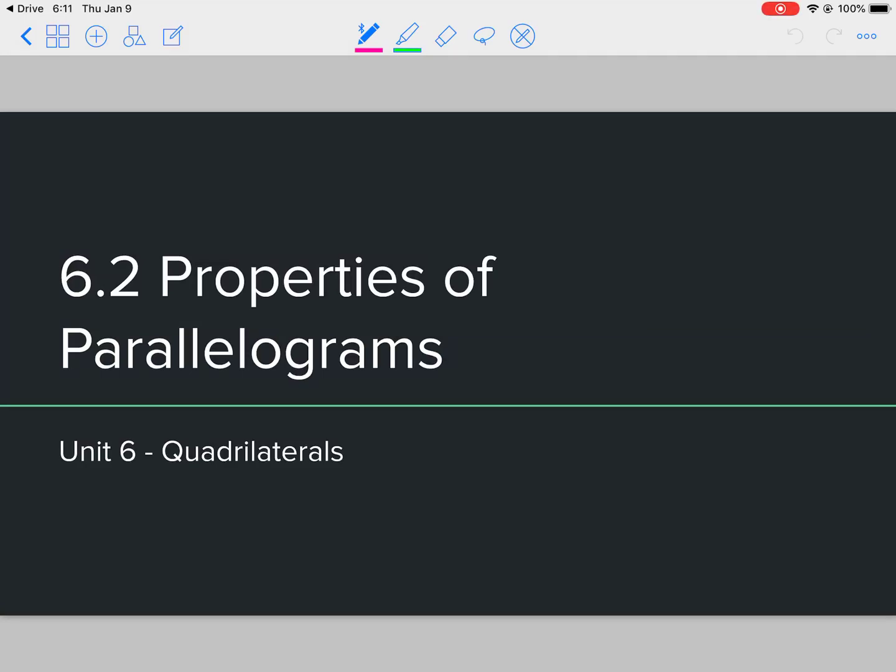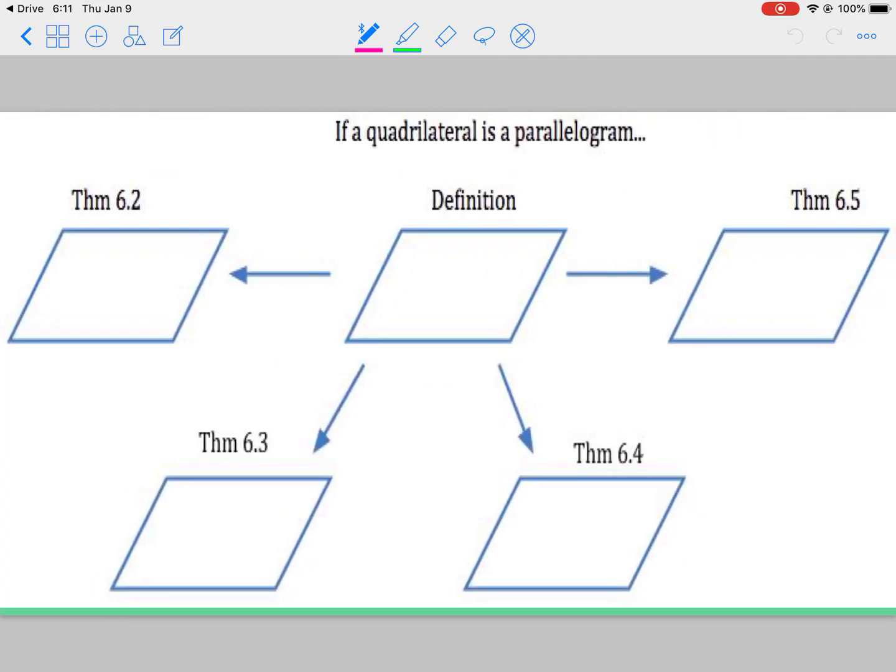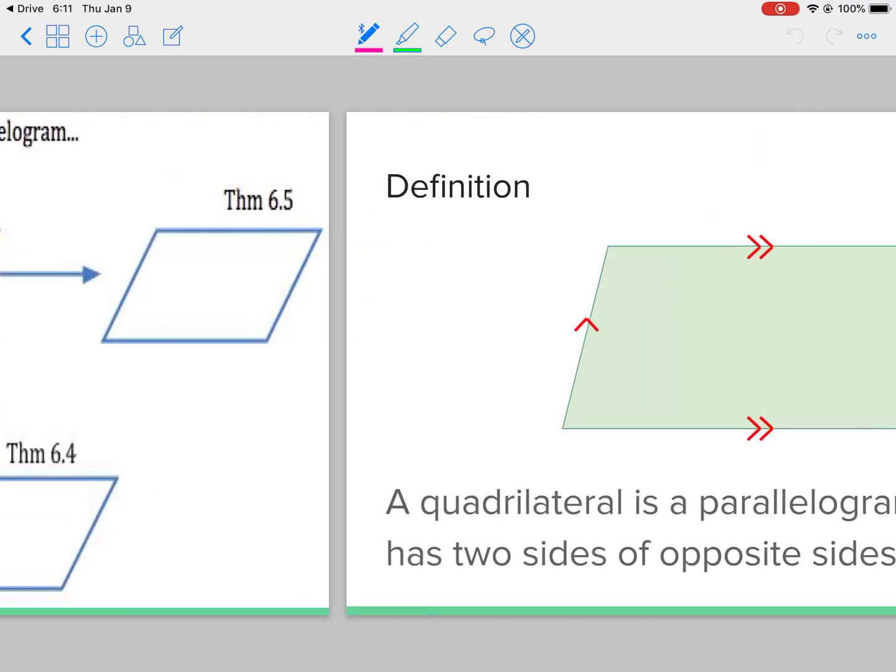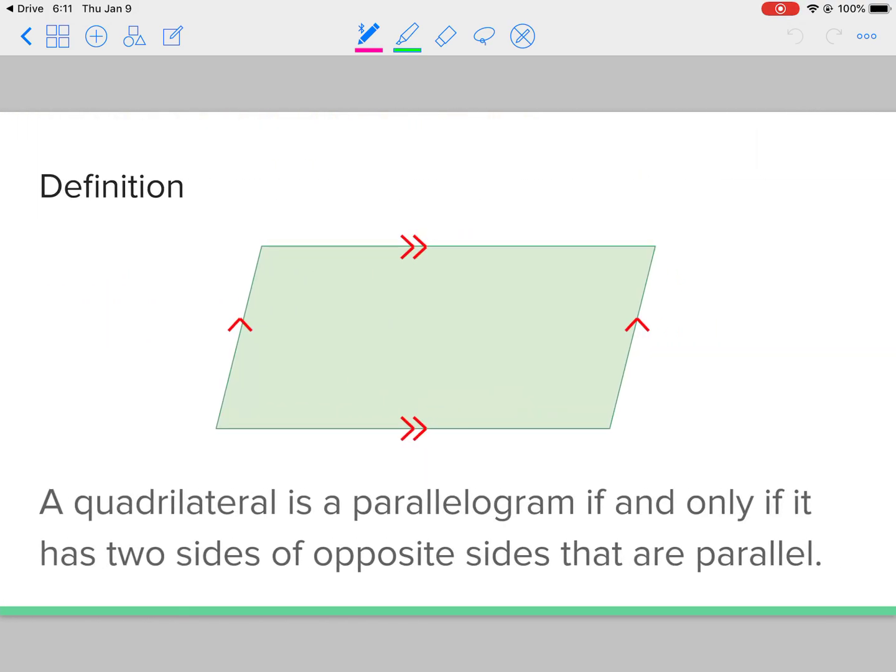All right, a specific type of quadrilateral that we need to talk about is parallelograms, and parallelograms are important because they have a lot of properties that go along with them. Whenever we're talking about parallelograms, all of these properties come up from either the definition or one of these four new theorems.